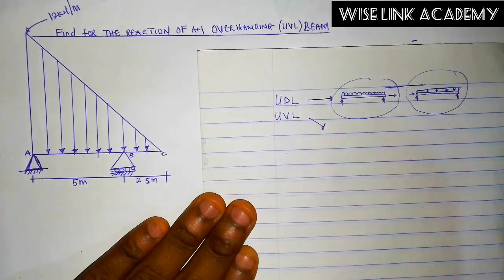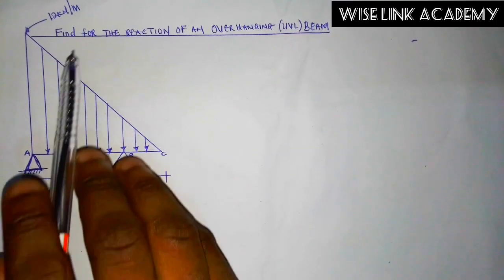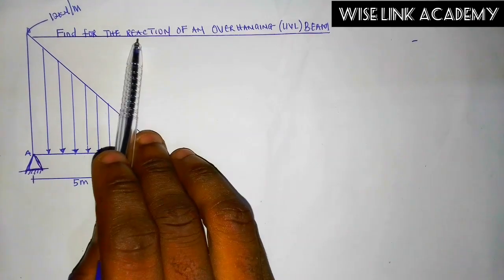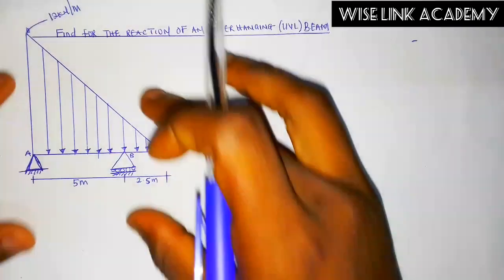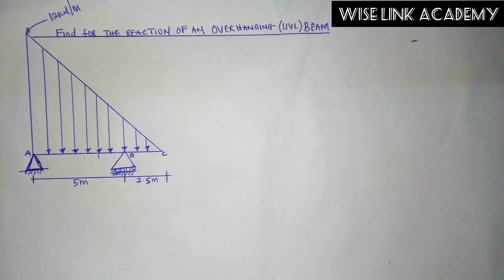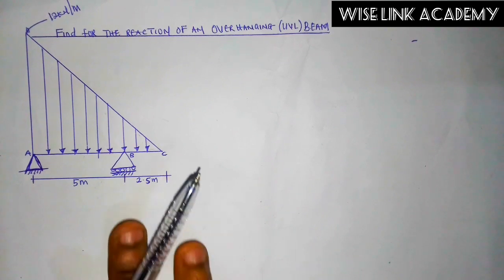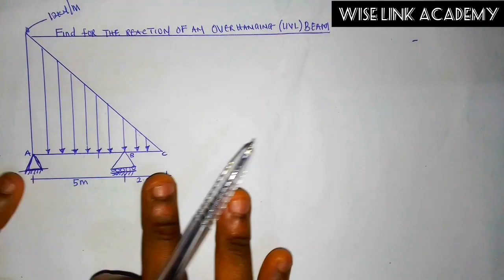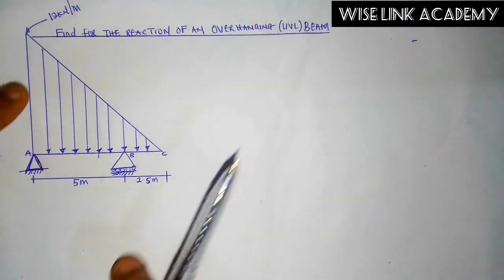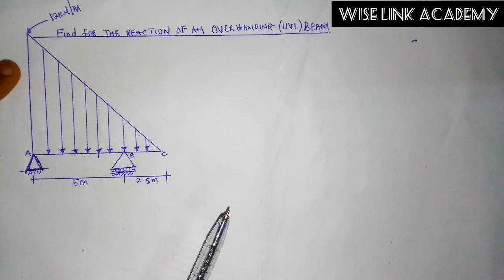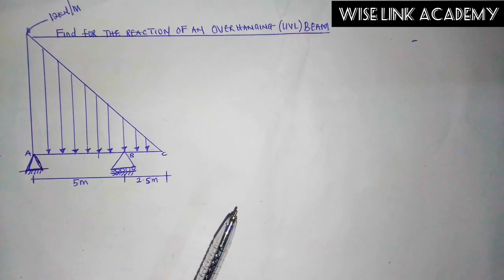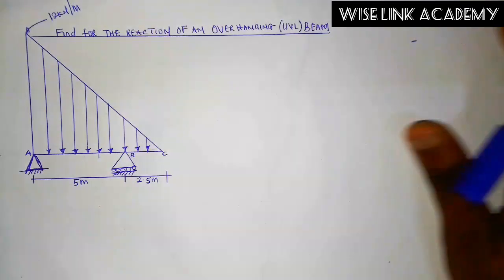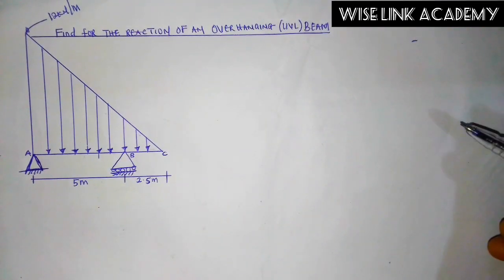Now proceeding, we have to find the reaction. That is, we want to find the reaction for this what? UVL. Understand? This looks like an overhanging beam, but has a load of what? UVL. That is uniformly varying load. So we want to calculate for this. We want to find the reaction. How do we go about that?